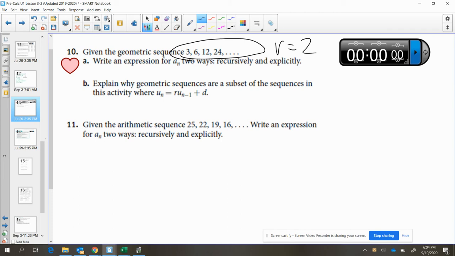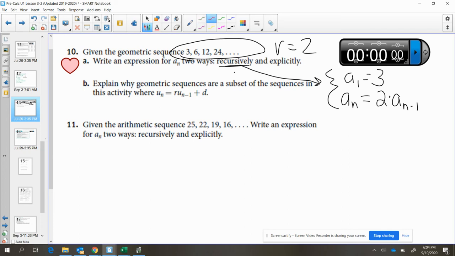So to express this recursively, you need to show two things. First of all, what is your first term? Okay, the first term here is 3. We need to include this piece. A lot of times people are going to want to forget that. Don't do that. Okay. And then the next piece here is to say, okay, well, to get my next term, what am I doing each time? Well, I'm multiplying the previous term by 2 each time. This is your recursive formula.